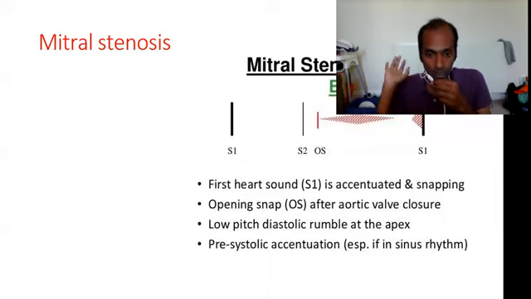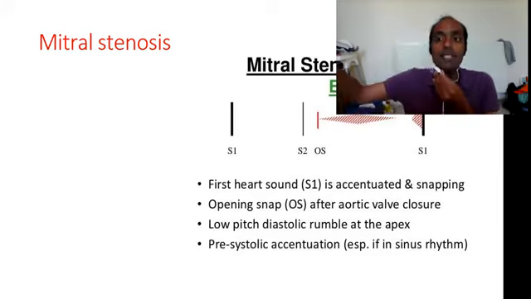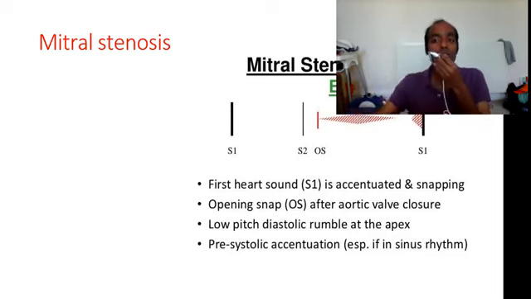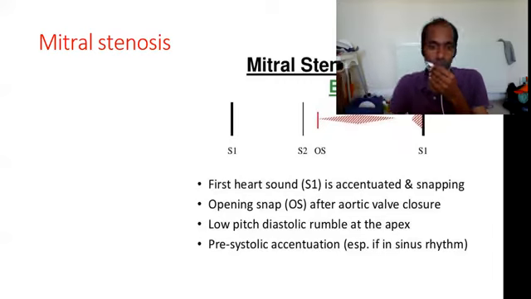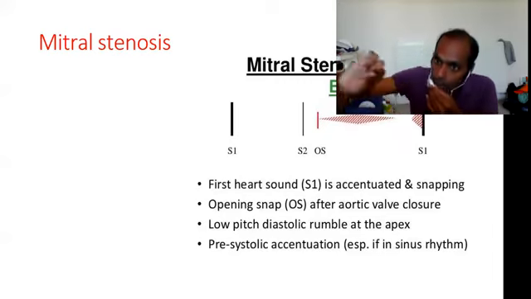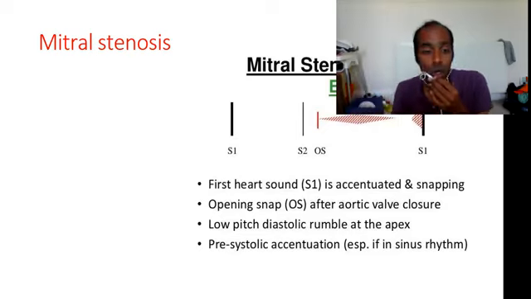Rup tuck. Rup tuck. Okay, that's exactly how you hear it. Rup is the rumbling, low-pitched mid-diastolic murmur. Rup tuck. The last part of the murmur is increased because of atrial contraction, and that is called pre-systolic accentuation.